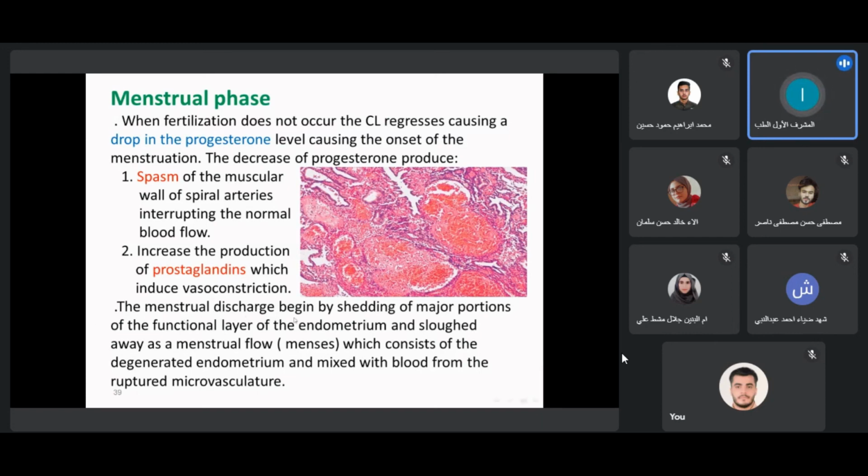Therefore, the menstrual discharge will begin by shedding of this layer, the functional layer. We said it underwent ischemic changes under the influence of a drop in progesterone, and damage. This will lead to its shedding and sloughing as menstrual flow called the menses. The menses consists largely of degenerated endometrium, which is mixed with blood from the broken down, ruptured microvasculature present in the superficial layer of the functionalis.